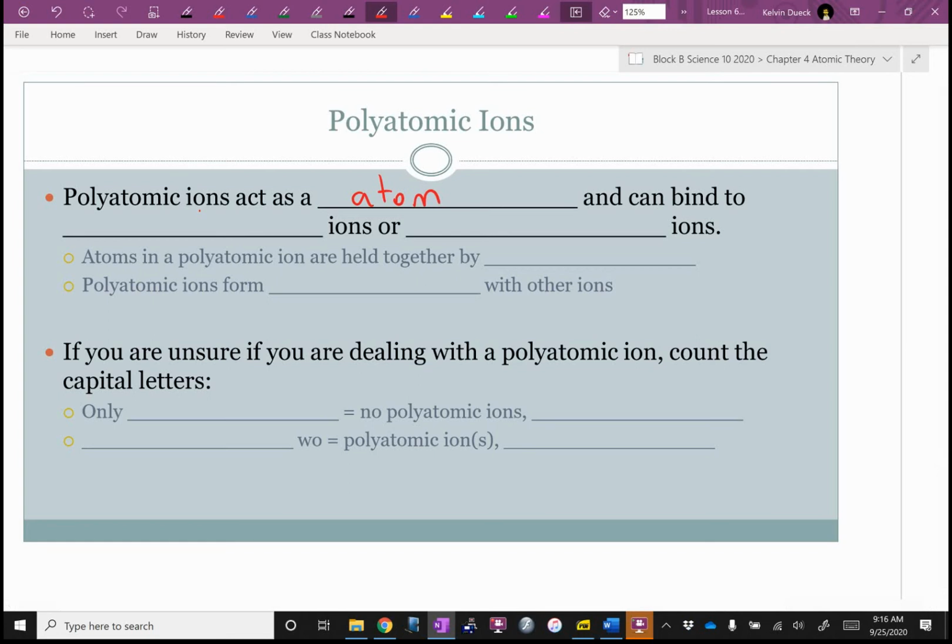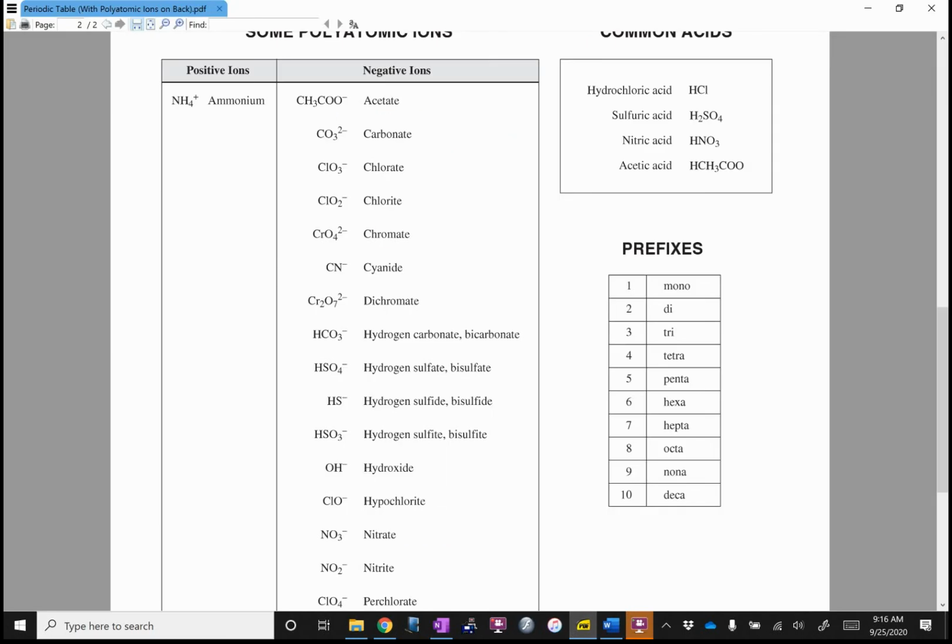And they can bind to positive ions or negative ions. Atoms inside a polyatomic ion. So let's look at one. Here's one called chromate. CrO4, 2 negative. The chromium and the oxygen, those are binding covalently by sharing electrons. But then once they bind covalently by sharing electrons as a group, they'll bind ionically with something else.